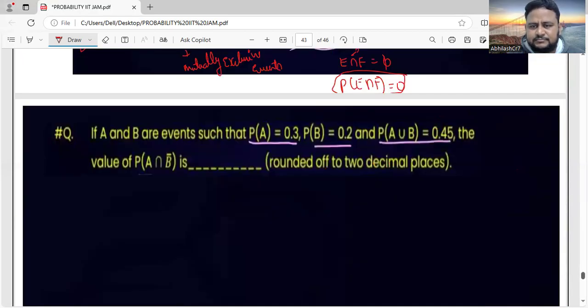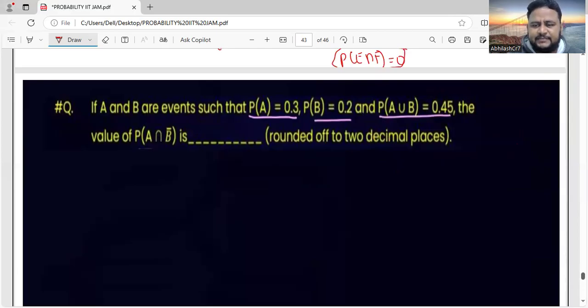Look at this. Very important question. Mark it very important. This was asked in IIT Jam. I think it is 2022. IIT Jam 2022.